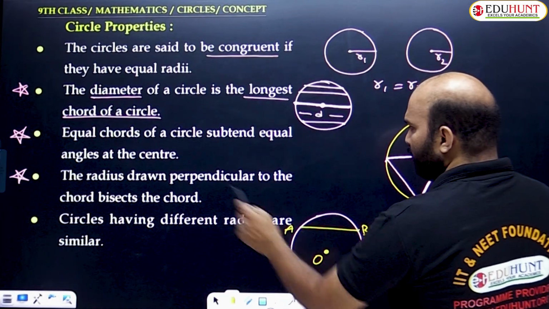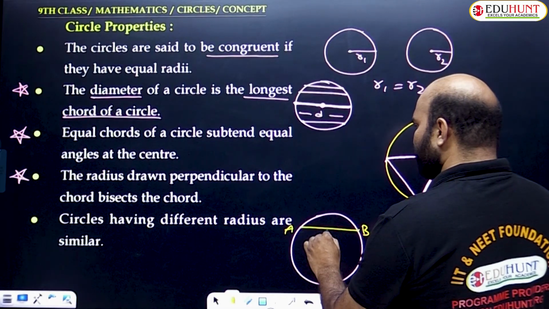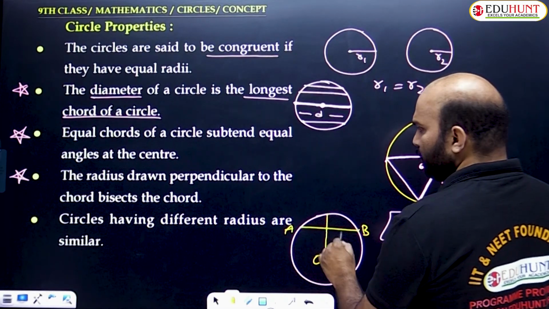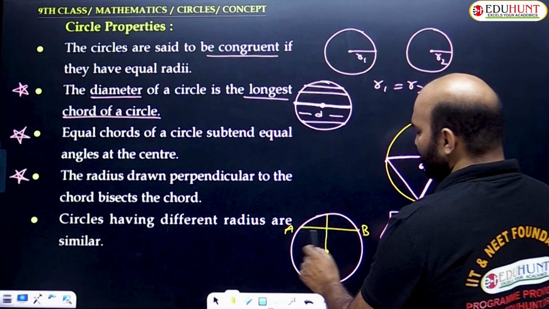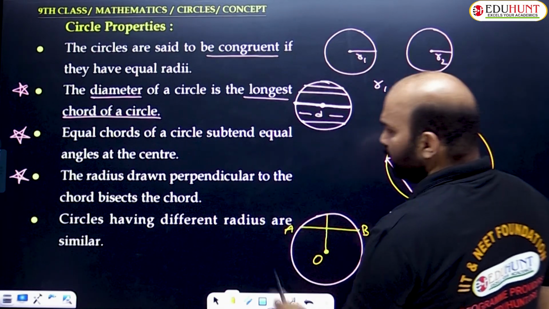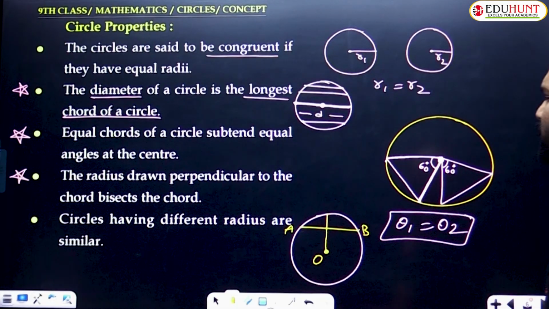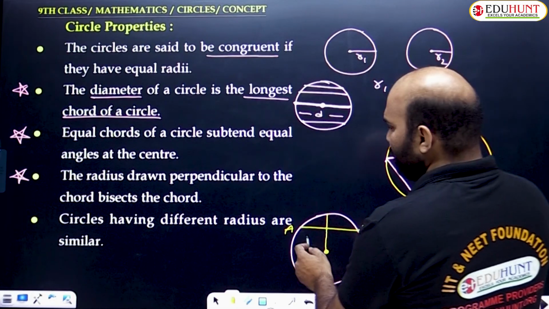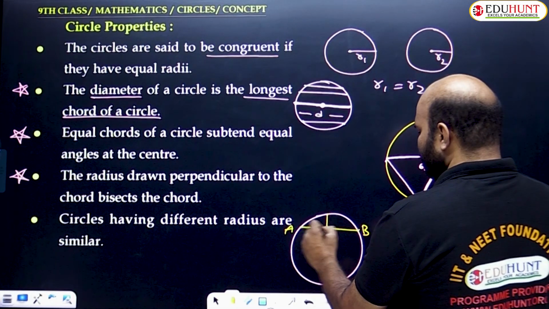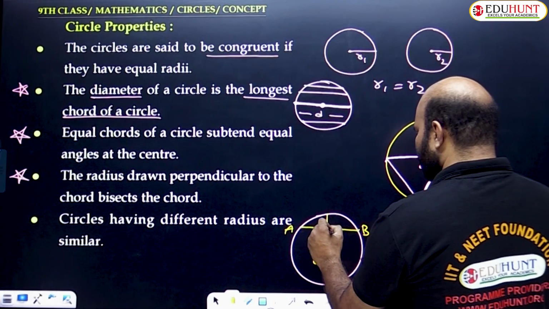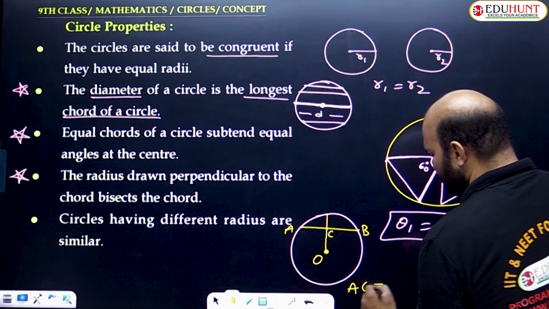This is a radius drawn perpendicular to the chord. So the radius perpendicular to the chord bisects the chord. That means, let me call that point C. Here AC equals CB.